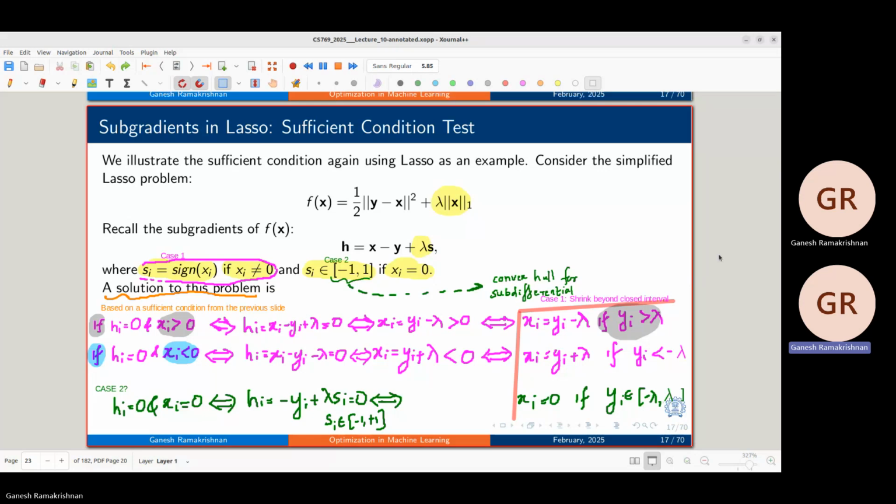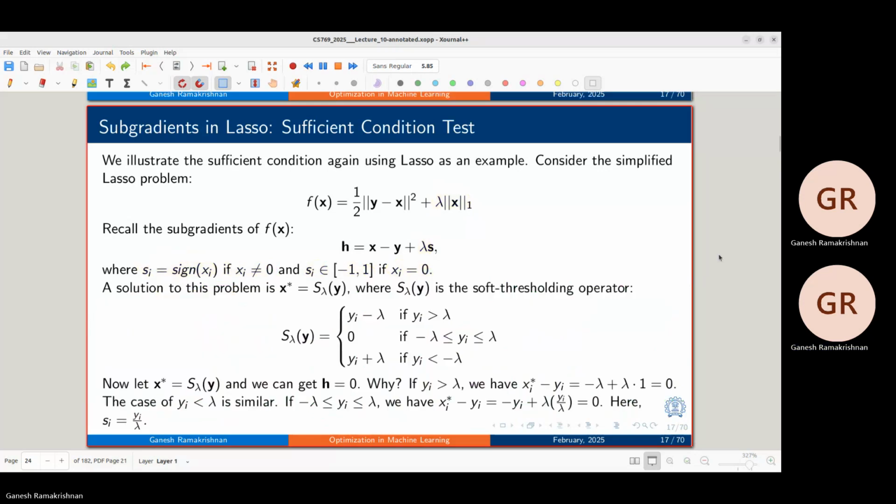Okay. So we have done an example of a sufficient condition. How can it be practically used? This is super practical. Okay, so this has a name. The solution x star is S lambda y. The entire thing which I've talked about is this S lambda y, and this is called a soft thresholding operator.